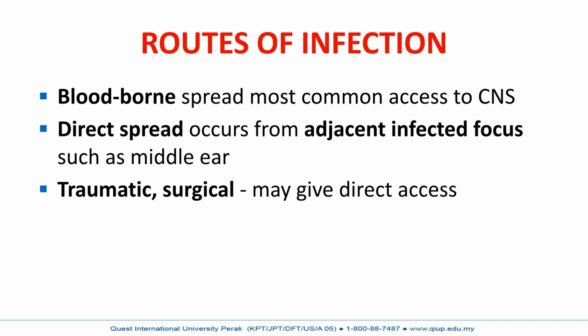The third route involves traumatic or surgical breaches of the protective barriers. This includes skull fractures, neurosurgical procedures, or the presence of foreign devices like shunts. Essentially, these create artificial pathways that bypass the normal protective barriers. There's also a less common fourth route involving intraneural pathways, where certain viruses travel along nerve fibers themselves to reach the CNS. While less common, this mechanism is important for specific pathogens.